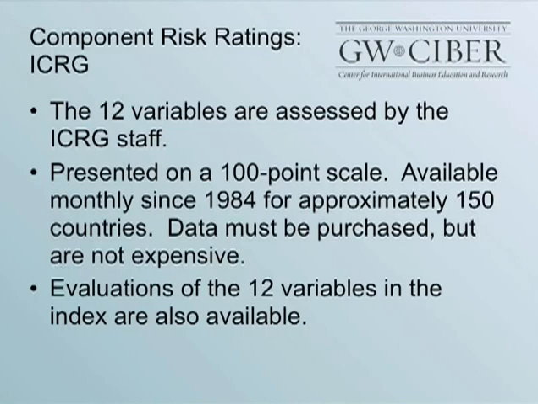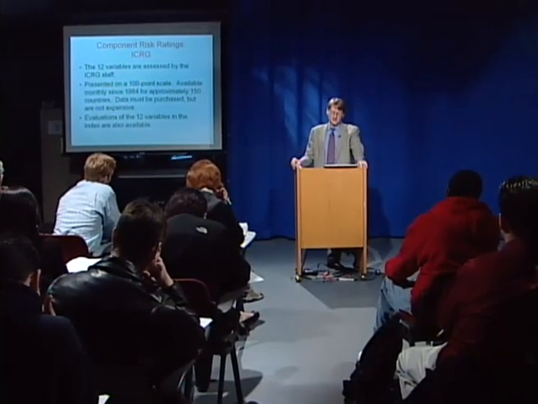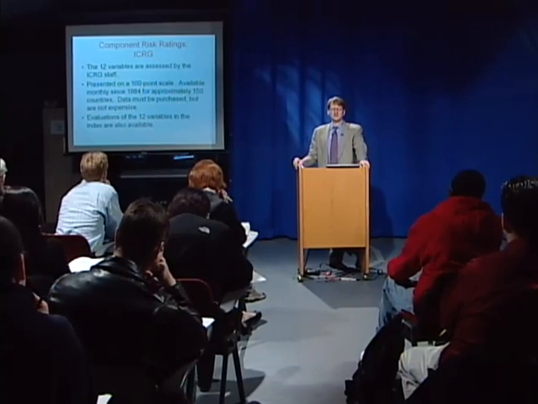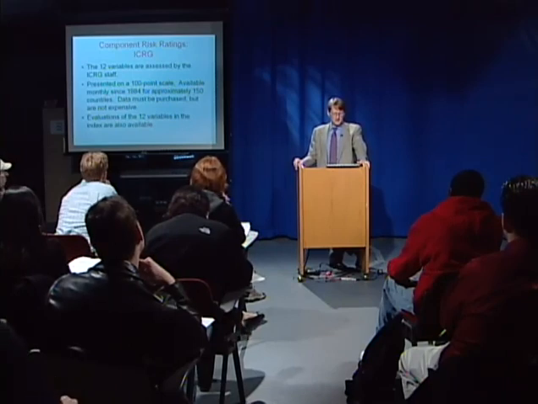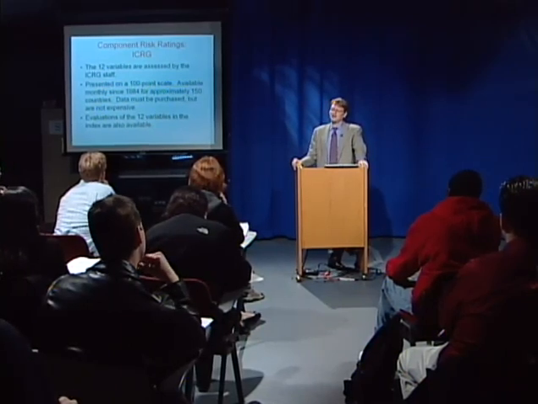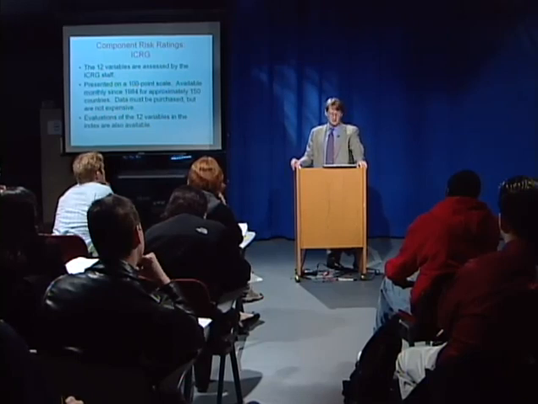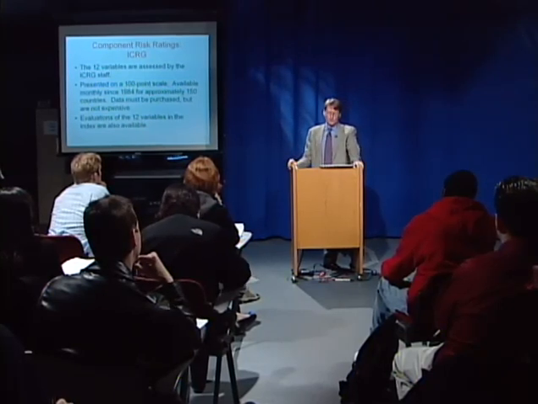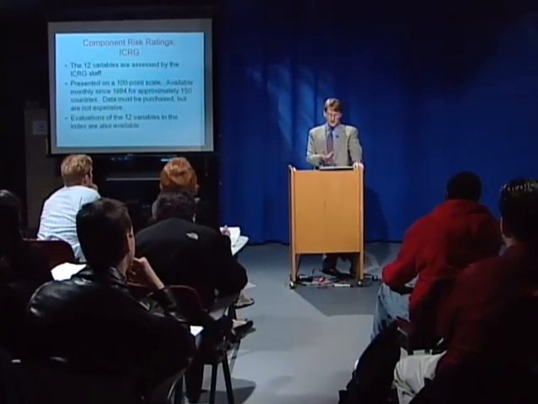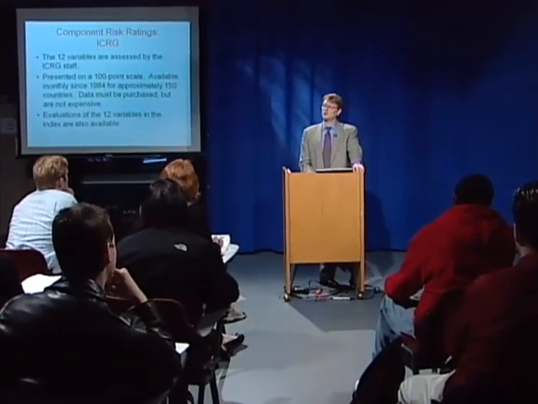Ultimately, the political risk index is presented on a 100-point scale. And this has a long history dating back to 1984 for approximately 150 countries. So I think one of the advantages, again, is this long time series available. And this is actually also available monthly. The changes month to month are not dramatic, but because they've got a staff working on this, there's a monthly indicator of each one of those variables. And if you want the subcomponents, you can actually buy those as well.